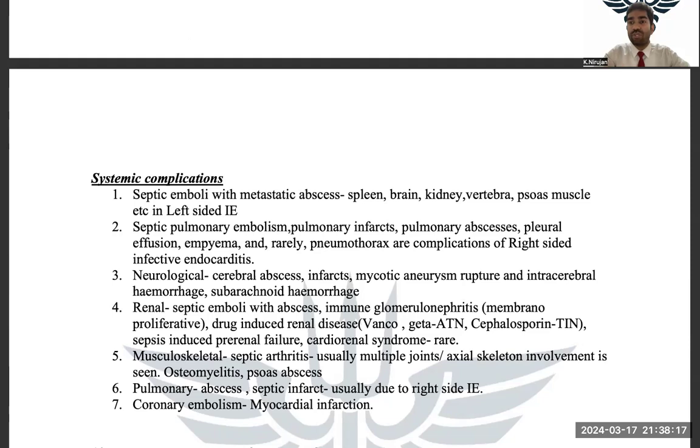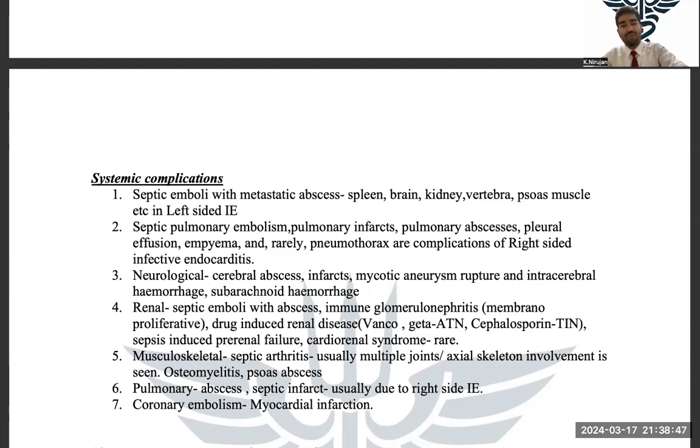This is also a famous MCQ question. Pulmonary embolism can occur due to right-sided infective endocarditis, that is commonly the tricuspid valve. Okay, the vegetation from the tricuspid can dislodge and go into the pulmonary circulation. So there can be pulmonary embolisms, pulmonary infarcts, abscesses, pleural effusion, empyema, very rarely pneumothorax. So the whole spectrum of lung diseases can occur. And neurological disorders. So they can get cerebral abscesses, infarcts, mycotic aneurysms, hemorrhages, SAH.